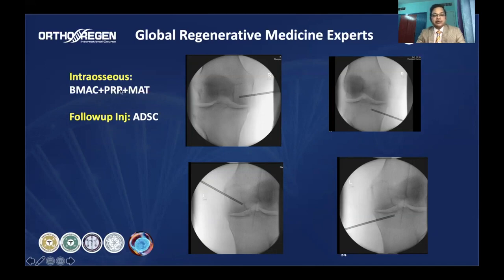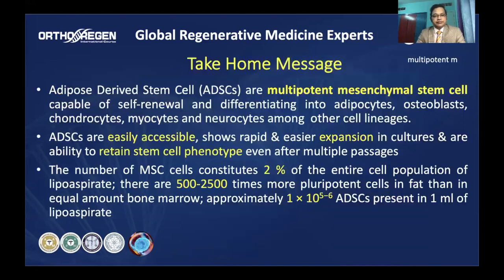If the patient wants, we send it to the lab, and in the lab they grow it in culture, and then it becomes adipose derived stem cells. Later on, when the patient comes for follow-up, we do serial adipose derived stem cell injections. So the take home message is that adipose derived stem cells are multipotent stem cells. They have the capability for self renewal and differentiation into different lineages, not just chondrocyte and myocyte, even neurocyte, and many more lineages are being discovered with more research.